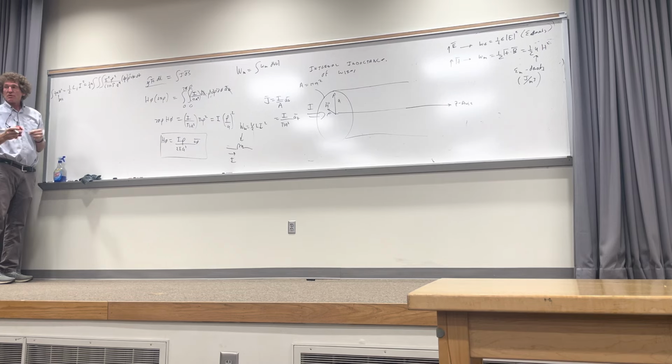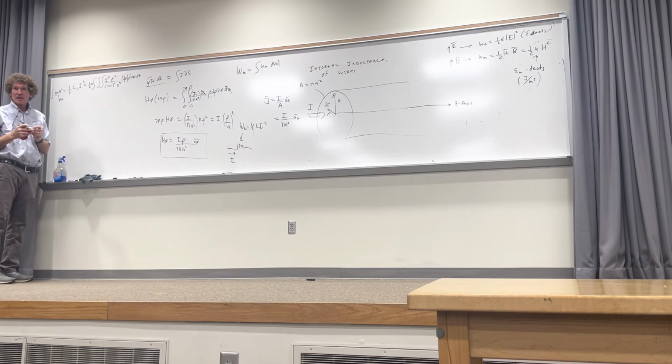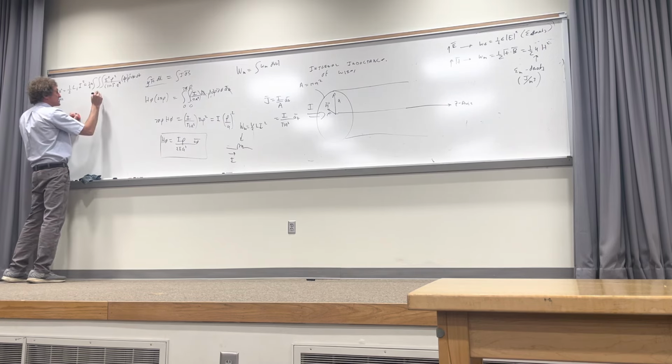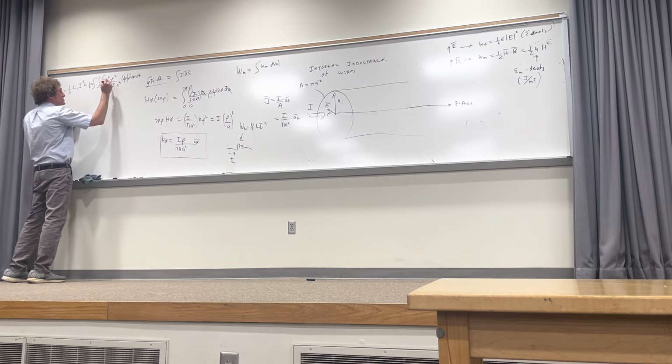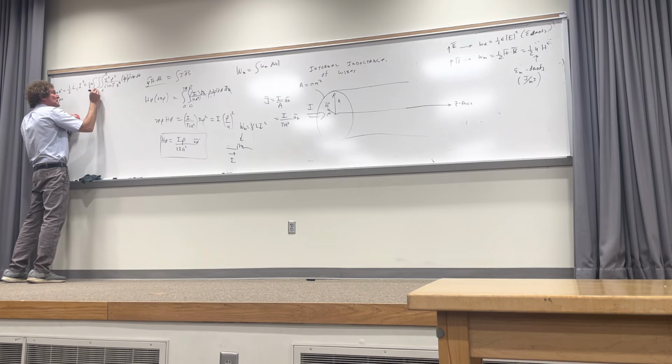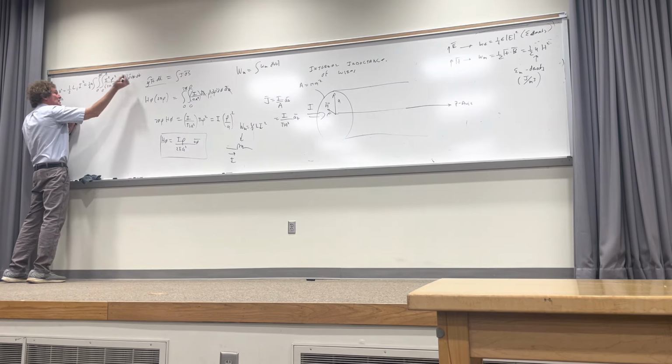Okay, where does rho go from, class? 0 to a, exactly, because it's internal, right? So 0 to a. Where does phi go from, class? 0 to 2 pi. And where does z go from?